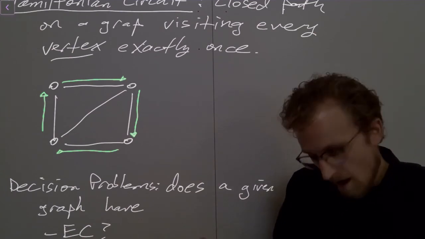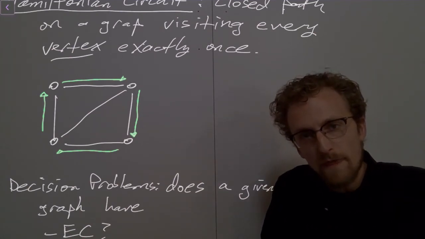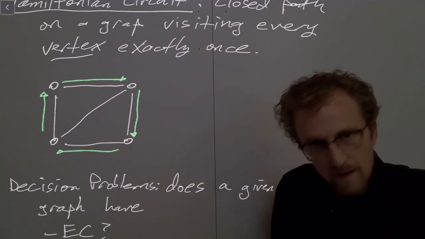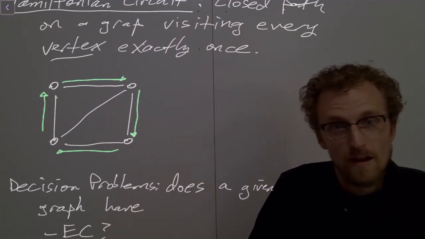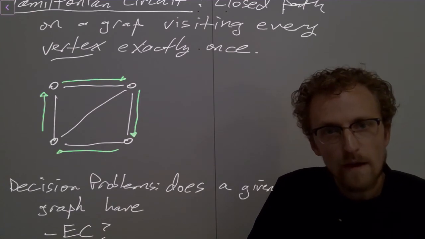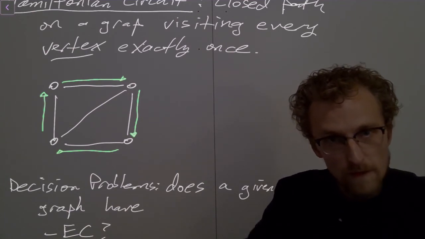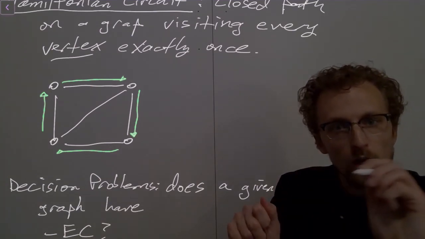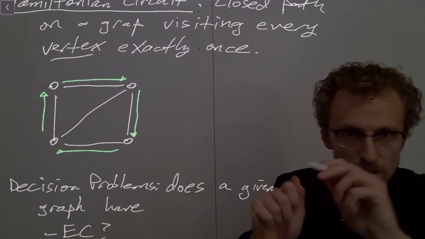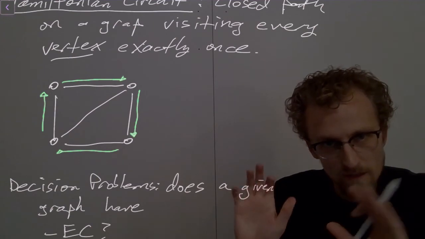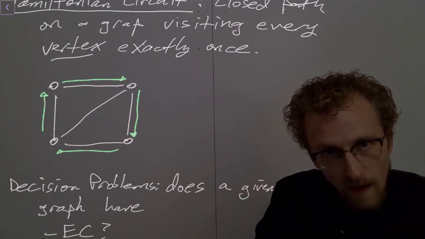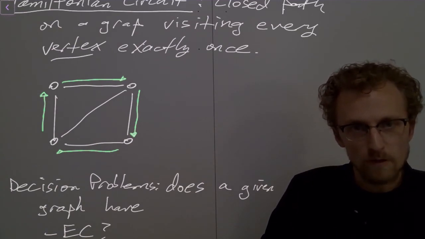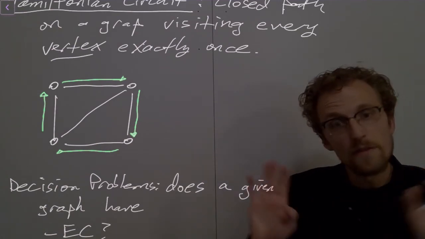The question is, can you check to see if that thing that I gave you is actually a Hamiltonian circuit in polynomial time? And of course you can. You can in linear time. Because if I give you a closed path on a graph, to verify that that path is a Hamiltonian circuit, all you have to do is walk along that path, right, which takes linear time in the size of the representation of the path. So all you have to do is walk along that path and make sure that it visits every vertex exactly once, right? And then you're done, right?